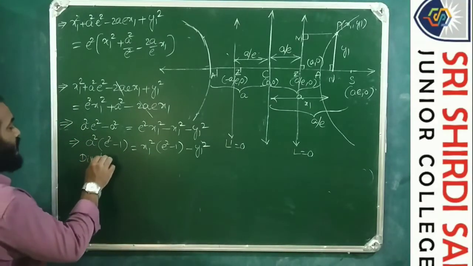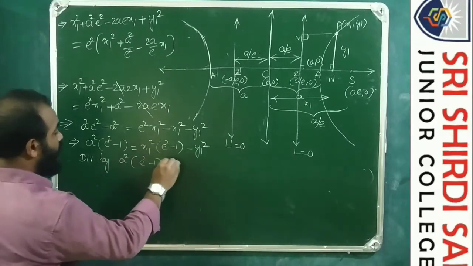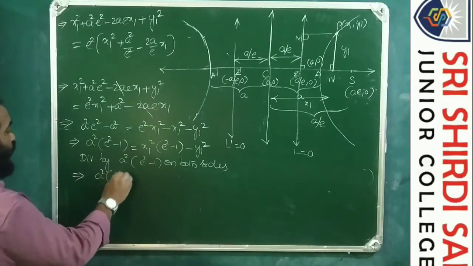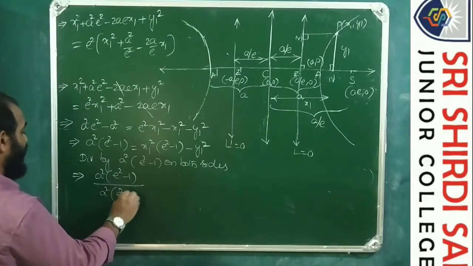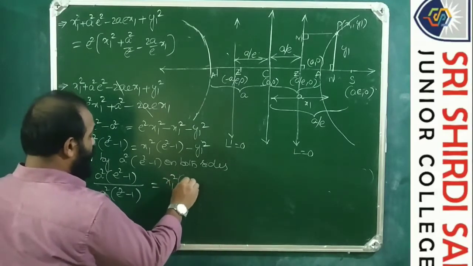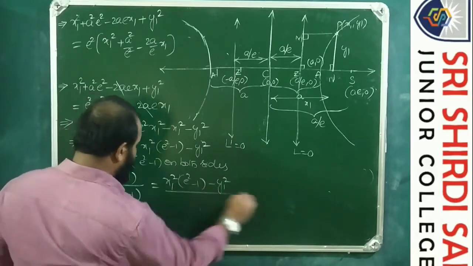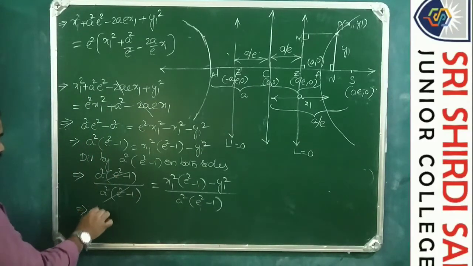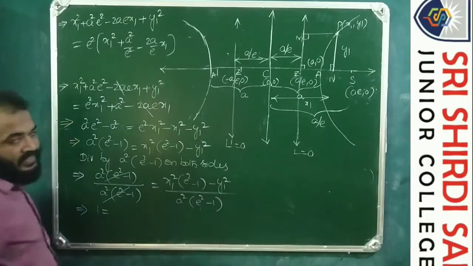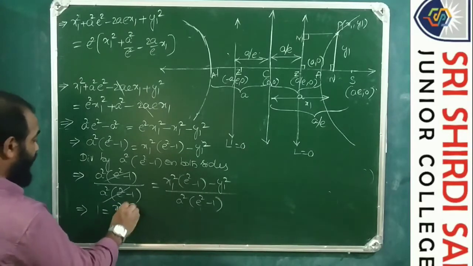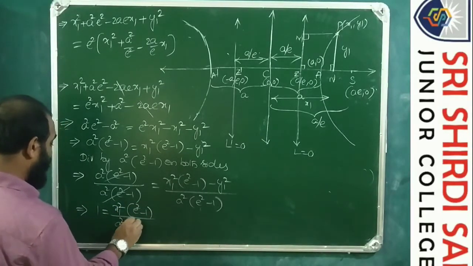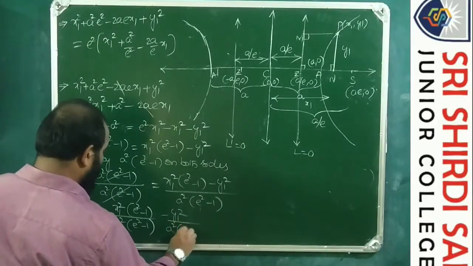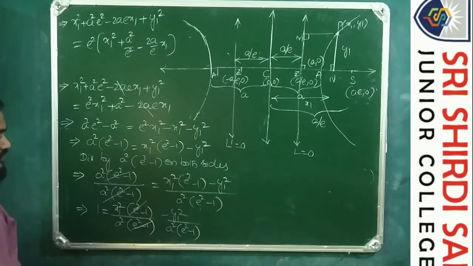So dividing by A square into E square minus 1 on both the sides, then A square into E square minus 1 by A square into E square minus 1 is equal to x1 square into E square minus 1 minus y1 square by A square into E square minus 1. So 1 is equal to a minus b by c, a by c minus b by c. So this is x1 square into E square minus 1 by A square into E square minus 1 minus y1 square by A square into E square minus 1. So this gets cancelled.